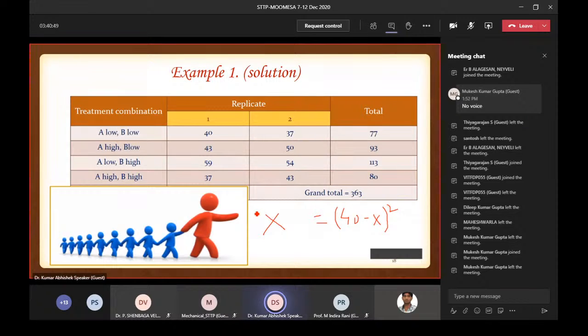That is in order to find the sum of square. So similarly you can find out for all the 8 combinations: 40 minus its mean value, squared, plus 37 minus x squared, up to here. Clear है? This will give the sum of square of the total. Am I clear or not?